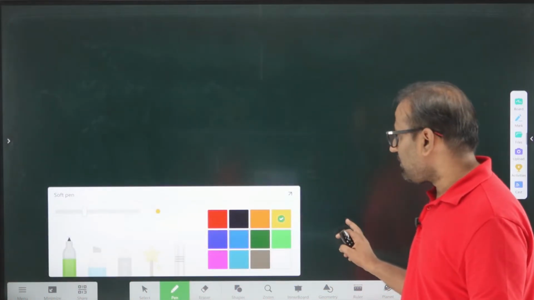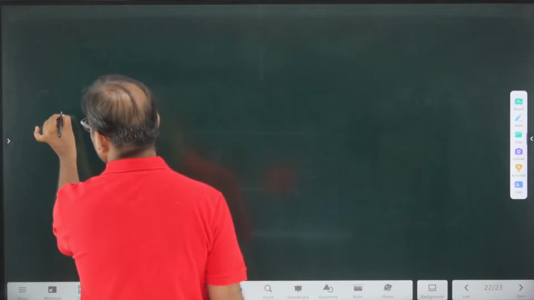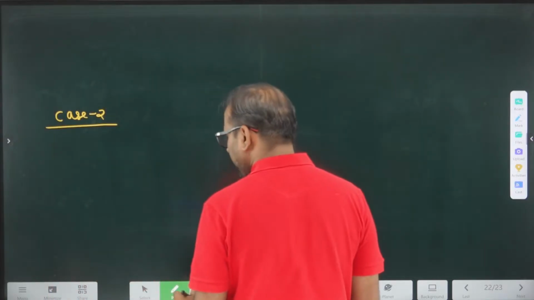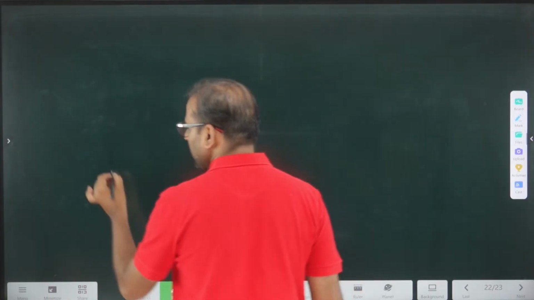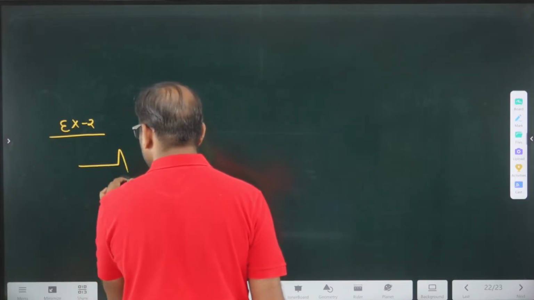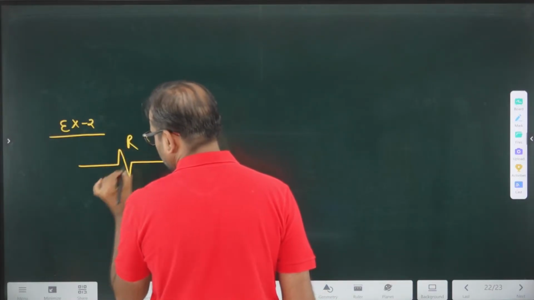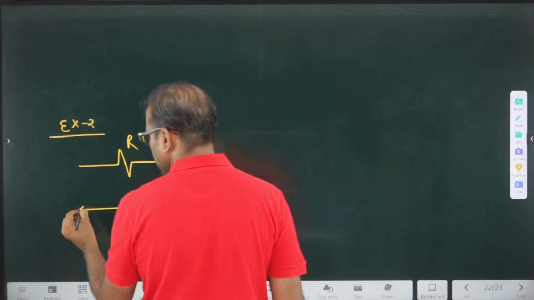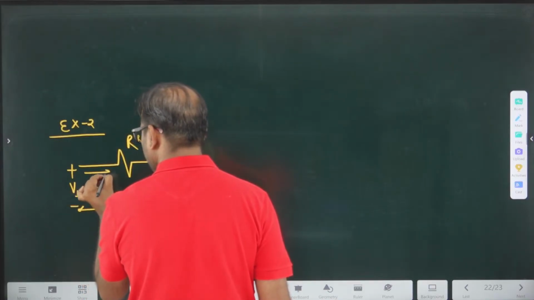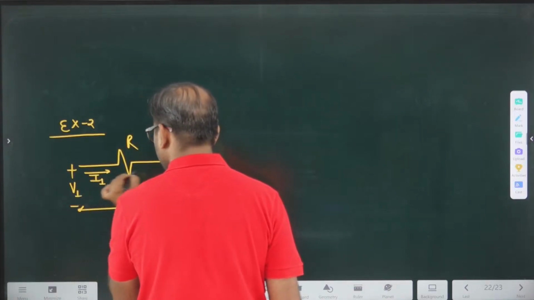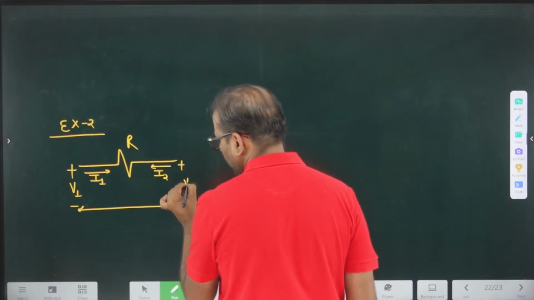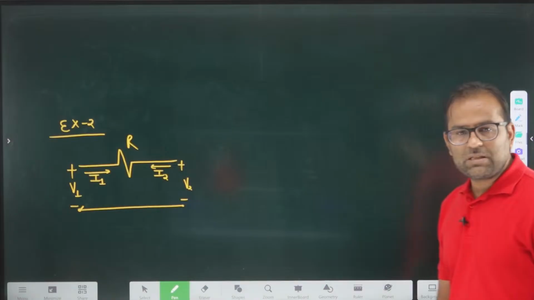And let's take example 2. Example 2 is saying that, let's say I have this kind of network. This is R, this is R, this is V1, this is I1, this is I2, and this is V2. Correct? What about this network?